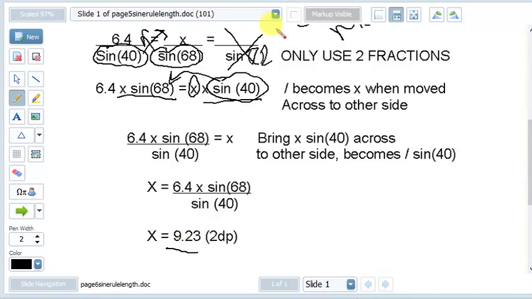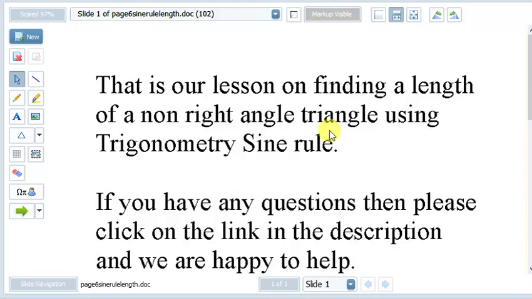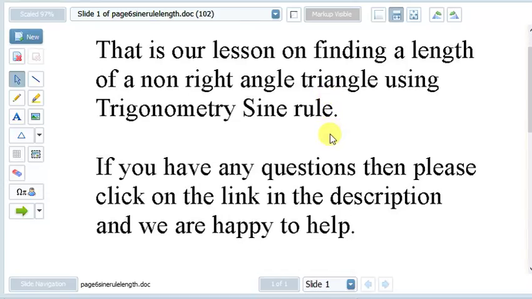So very well done if you got those two right, especially if you got question 2 right. Okay, so that's our lesson today on finding a length of a non-right angle triangle using trigonometry, the sine rule. Just a quick reminder, the sine rule is little a over sine big A equals little b over sine big B equals little c over sine big C.